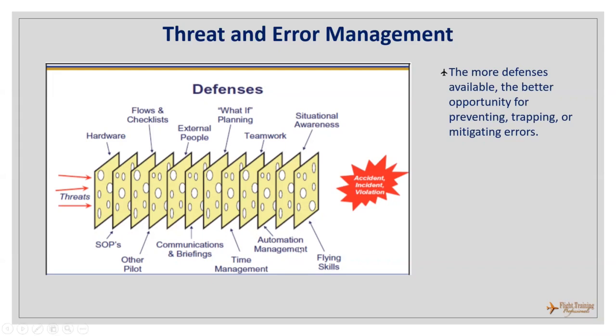Your automation management: the better you know your automation, the more you can use it. If you know how to use a VOR and nearest airport and everything on that GPS, you'll never get lost, right? So these layers of Swiss cheese, something to think about. The more you have in it, the less likely that these threats can get through the Swiss cheese and lead you into an undesired consequence.